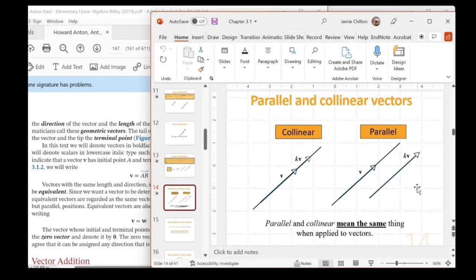All right. So here is something that maybe people are not aware of: in this text, collinear and parallel are going to mean the same thing. So just realize that for this textbook, if two vectors lie along the same line, they're collinear. But if one of them, even though they have the same direction and are parallel, has its initial point changed, then even if they're parallel, they're also going to be equal to one another. So parallel and collinear are going to mean the same thing here when applied to vectors.